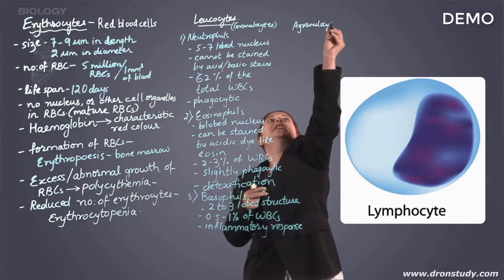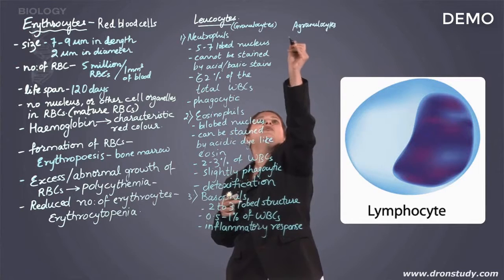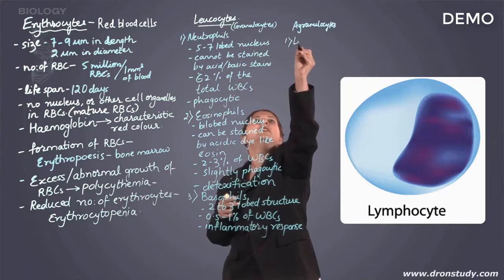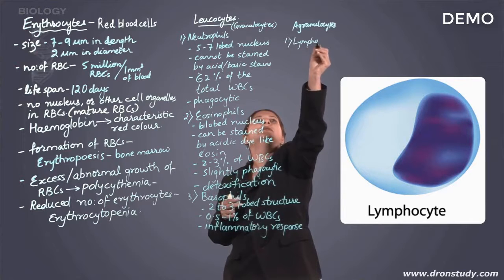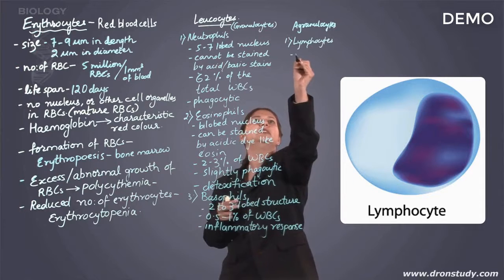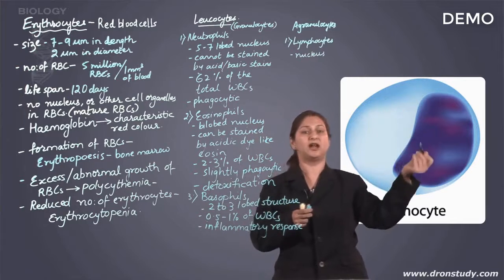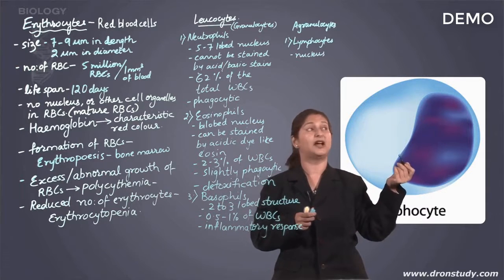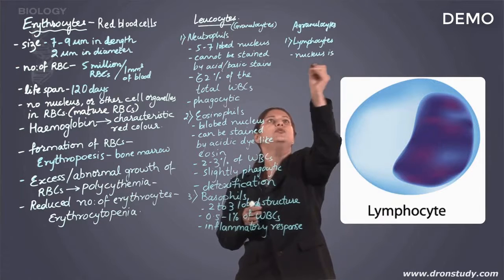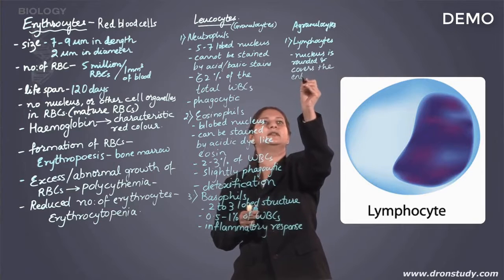Look at the image carefully. You can see that here, look at the image. It is of two types, right? We have the lymphocyte. The first type is lymphocyte. Here, the nucleus is covering almost the entire WBC, right? Entire cell. So, the nucleus is rounded and covers the entire cell.